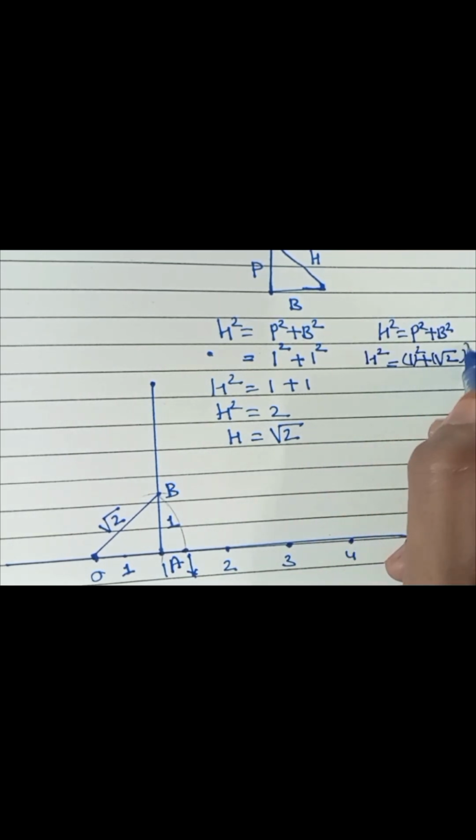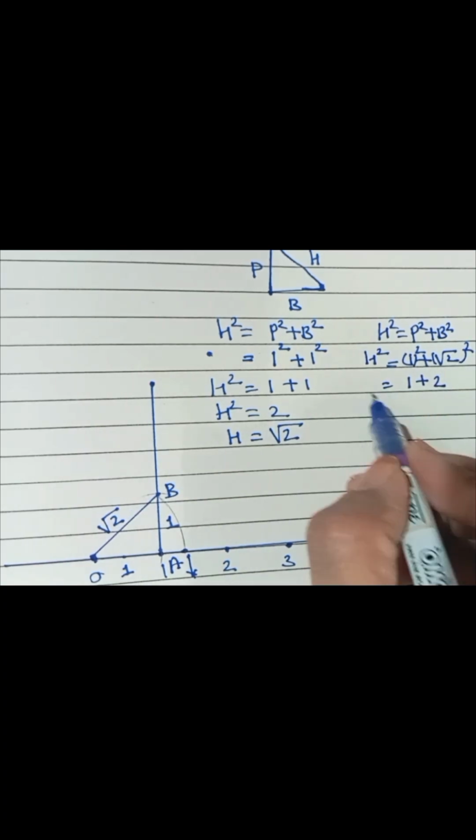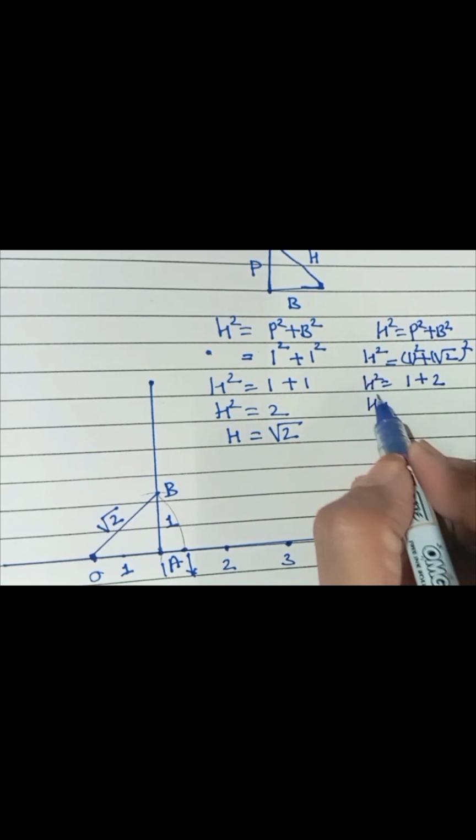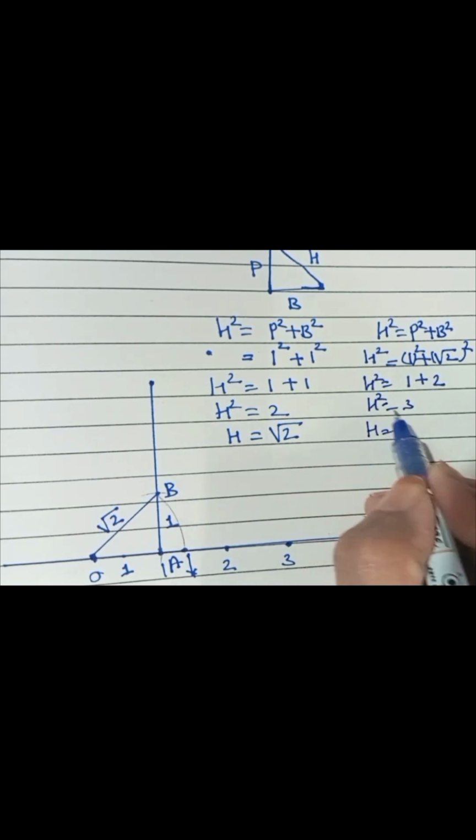We will solve it. Then 1 squared is 1, and root 2 squared, when we calculate the square of a root, the root and the square cancel out and we get only 2. Root 2 and power 2 cancel out. Then h squared is equal to 3. This means h is equal to root 3.